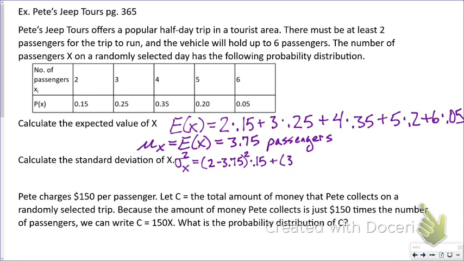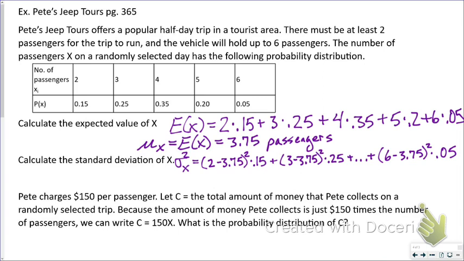Should be 3 minus 3.75, square it, times 0.25. I'm going to do dot, dot, dot for the middle 2, and then do the last term. You guys try and write the last term. Hopefully you wrote that.